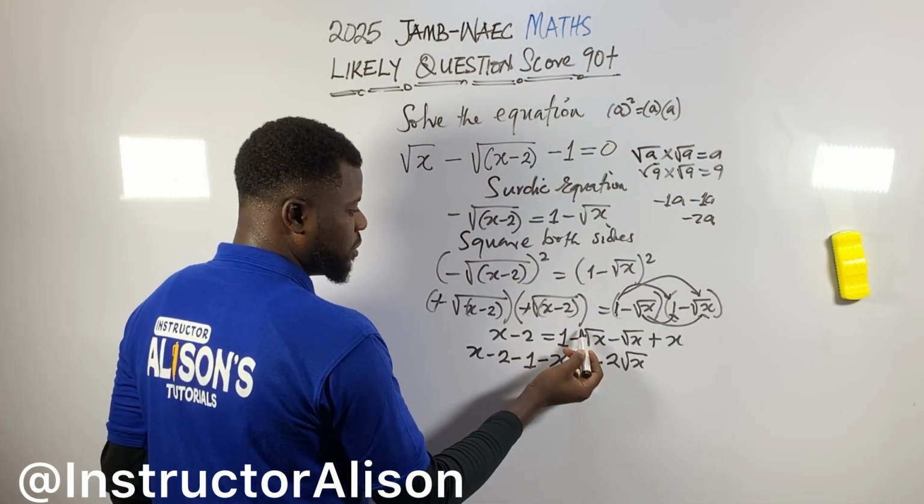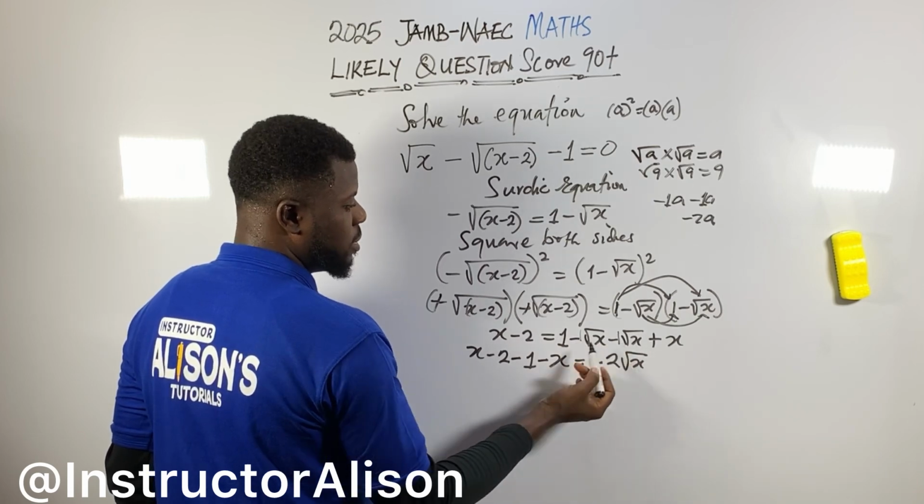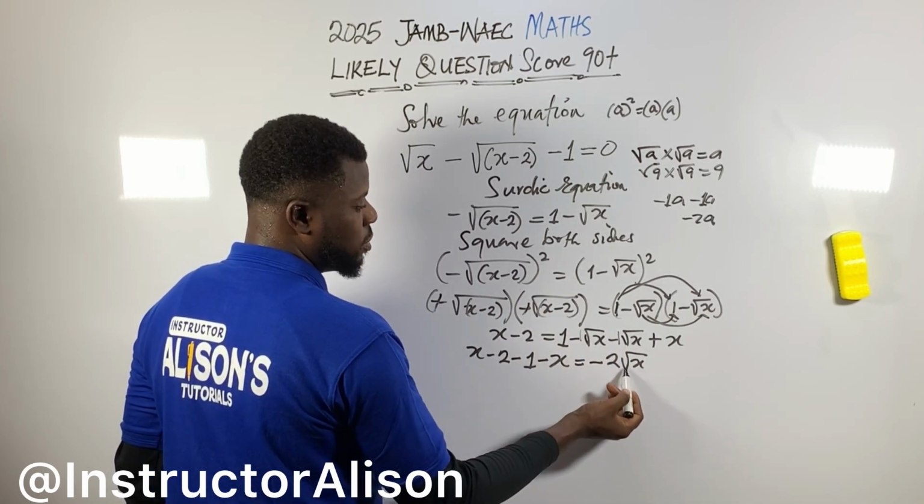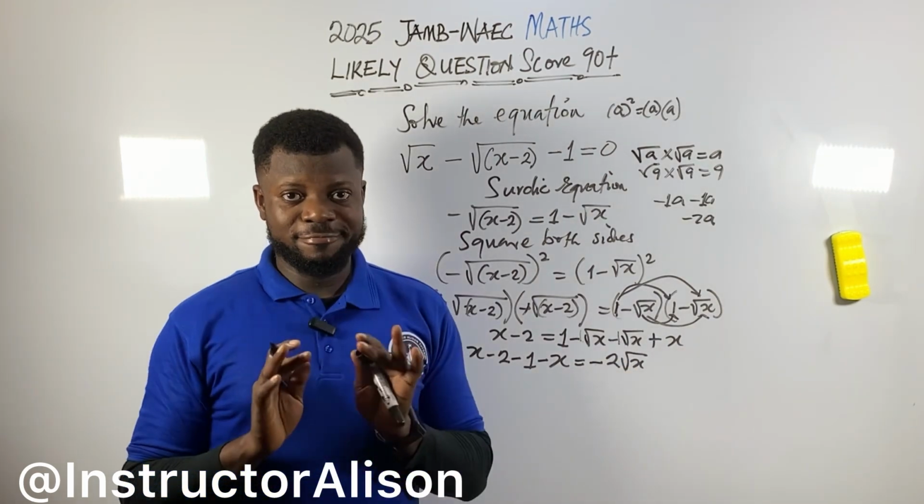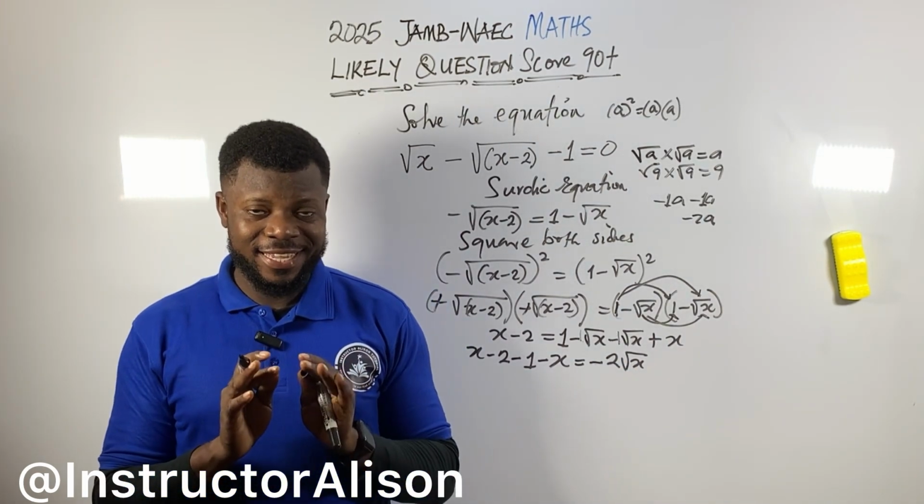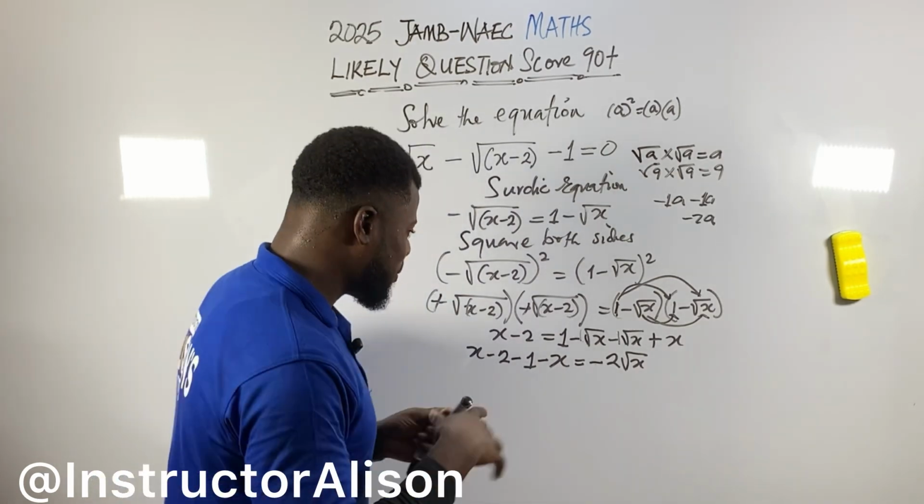Similarly, there's invisible one here, there's invisible one here. So root x, they are common. Minus 1 minus 1 will give you minus 2. E enter B? E enter. Good. Make we finish work.